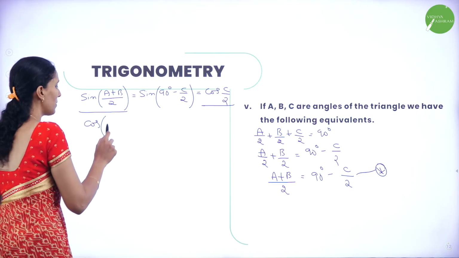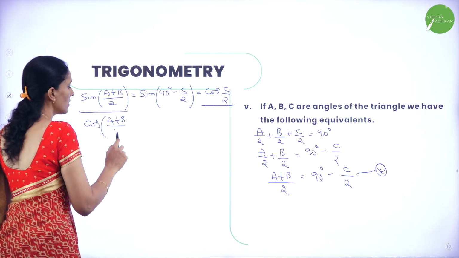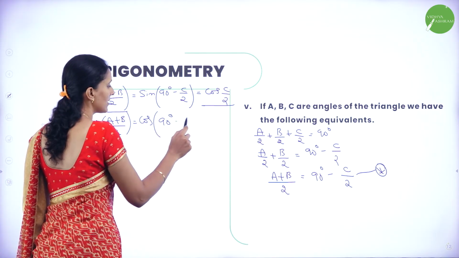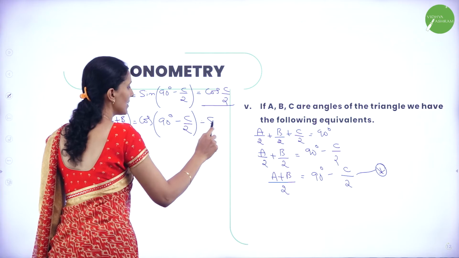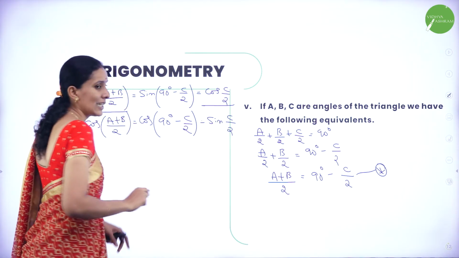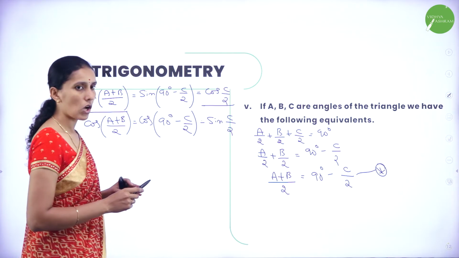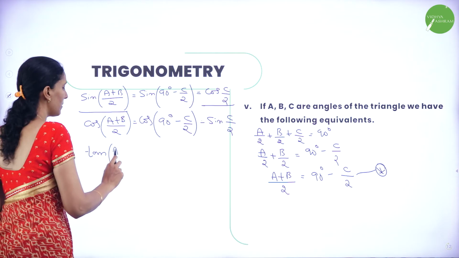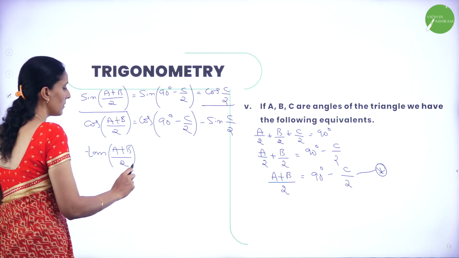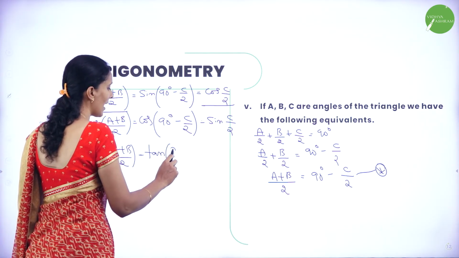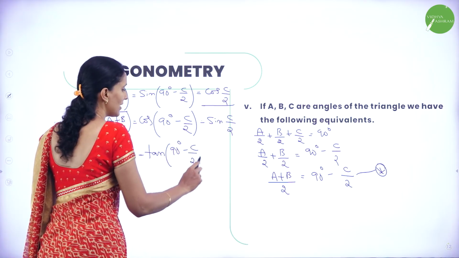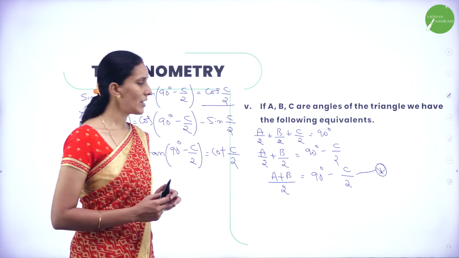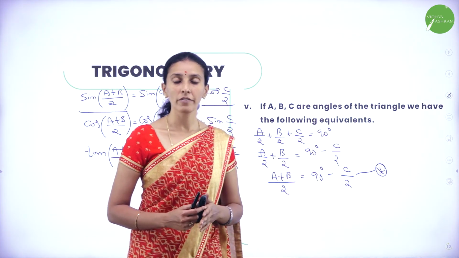Again cos A plus B by 2. On your right hand side it is cos 90 minus C by 2, which can be written as sine C by 2, because sine 90 minus theta is cos, cos 90 minus theta is sine. Again tan A plus B by 2. If you apply on this side, it is tan 90 minus C by 2, which is nothing but cot C by 2. So these are the transformations whenever A, B, C are angles of a triangle.